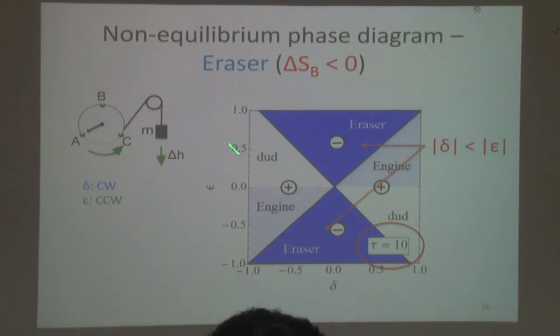So, when tau tends to infinity, this erasure region is from minus 1, 1 to 1, minus 1, sorry. It covers the whole region. And when tau is very small, the erasure region is within the vertical line and this diagonal. So, it gradually moves towards the left.